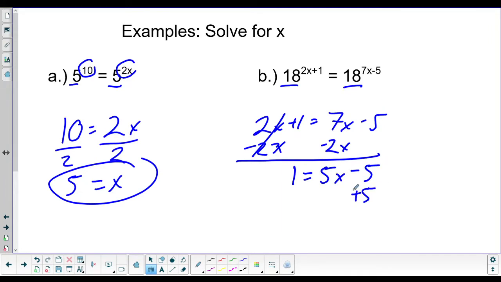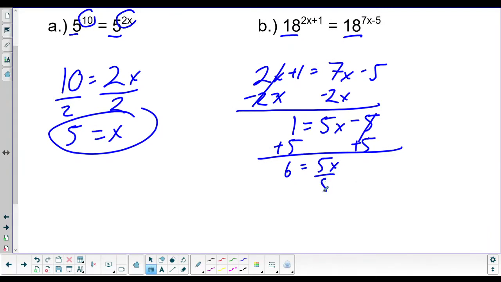Now we add 5 to both sides. These cancel. We get 6 equals 5x. And then we divide both sides by 5. And we get x equals 6/5 or 1.2 if you like decimals. Cool. There we go. Easy. All right.